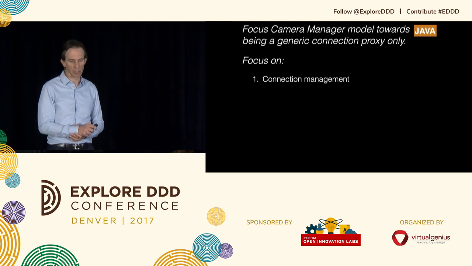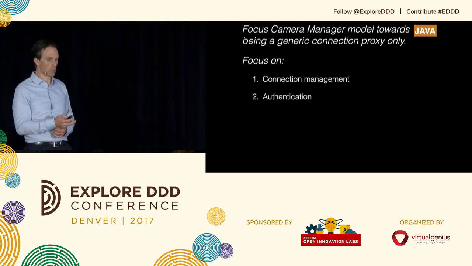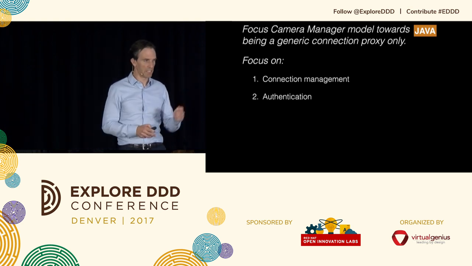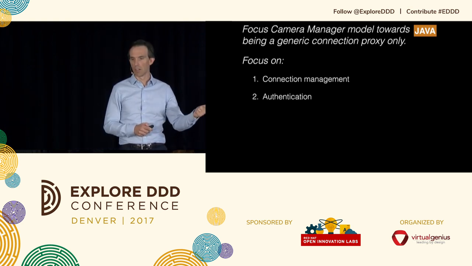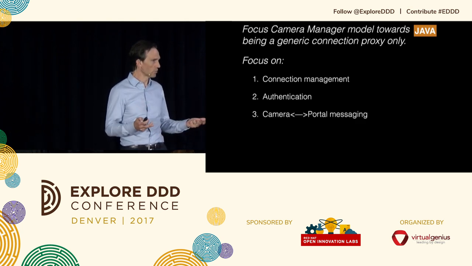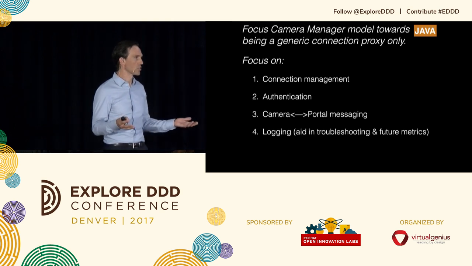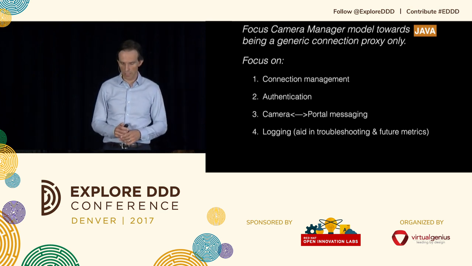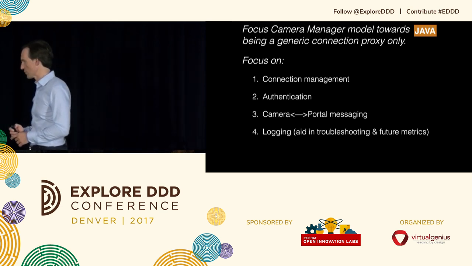So we wanted to focus the model on being a generic connection proxy only. So focus on things like, a proxy needs to care about several things. It needs to care about connection management, authentication, the messaging between the camera and the portal, and something that was super, super critical is what happens when things go wrong, some kind of logging, right? So that we can actually have metrics around how the cameras are doing.